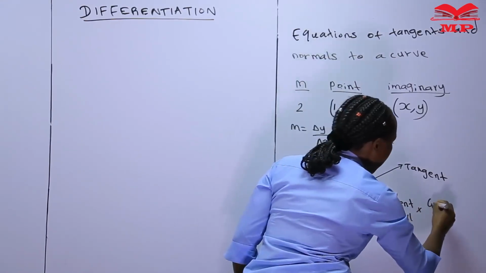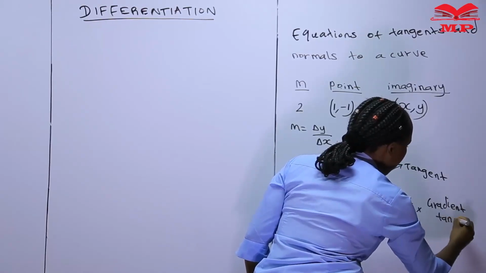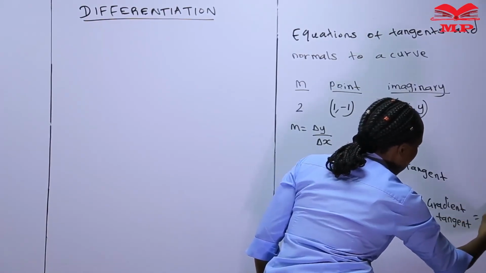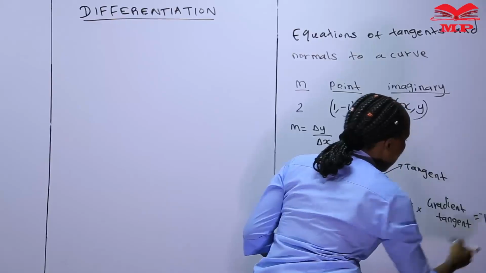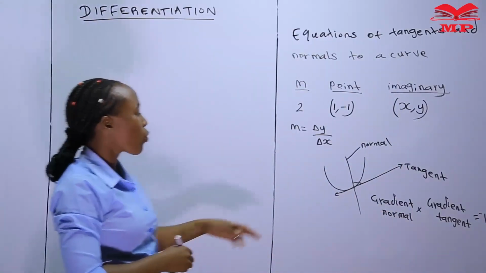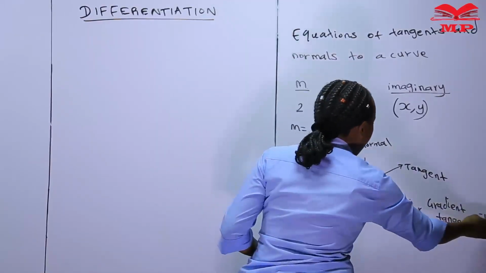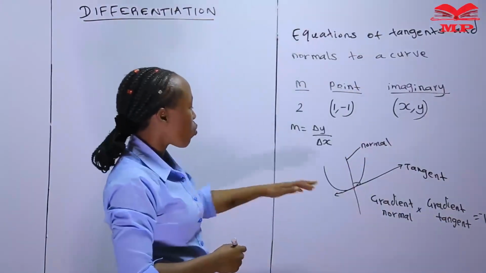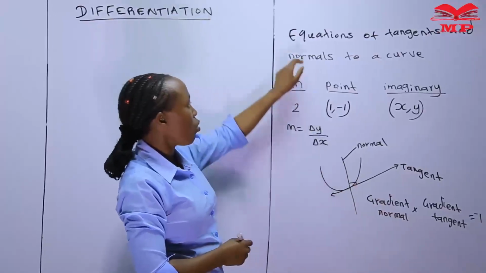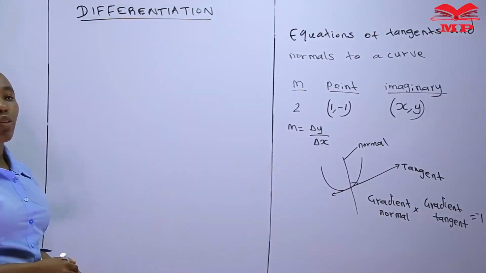multiplied by the gradient of the tangent is equal to -1, because the product of the gradients of two perpendicular lines is equal to -1. So you need to have that in mind so that you're in a position to get the equation of the normals and the equations of the tangents.